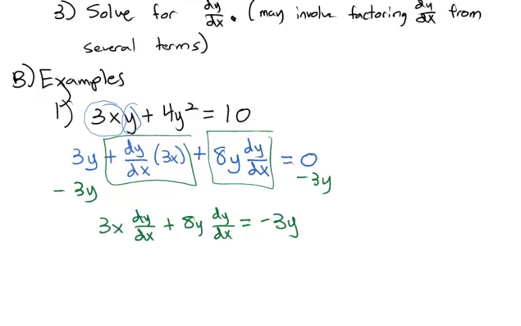Now once we have all the dy dx's on one side and everything else on the other side, we can factor out the GCF of dy dx. Times what's left is 3x plus 8y, and that equals negative 3y.